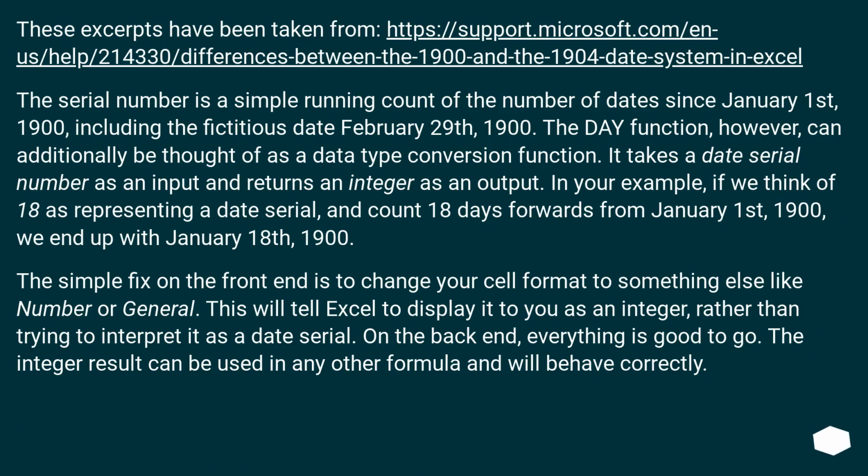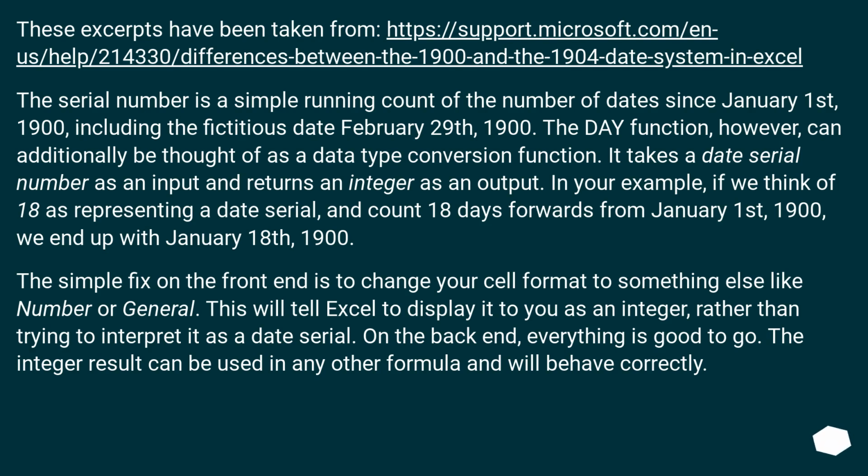The serial number is a simple running count of the number of days since January 1, 1900, including the fictitious date February 29, 1900. The DAY function, however, can additionally be thought of as a data type conversion function. It takes a date serial number as an input and returns an integer as an output. In your example, if we think of 18 as representing a date serial, and count 18 days forwards from January 1, 1900, we end up with January 18, 1900.